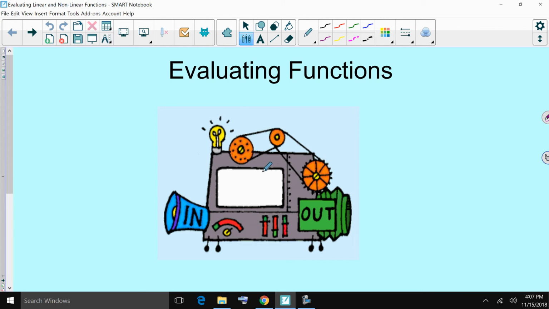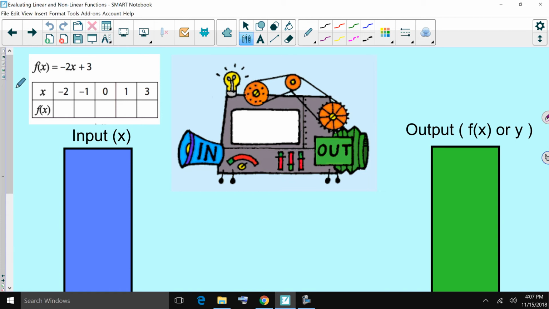This week we know what the machine is going to do to the numbers, and we need to figure out what the output is. So let's start. I have this function here that says that the function is equal to -2 times x plus 3. So basically, this one is the rule of my function machine. The machine is going to take whatever the x is, multiply that by -2, and then add 3.